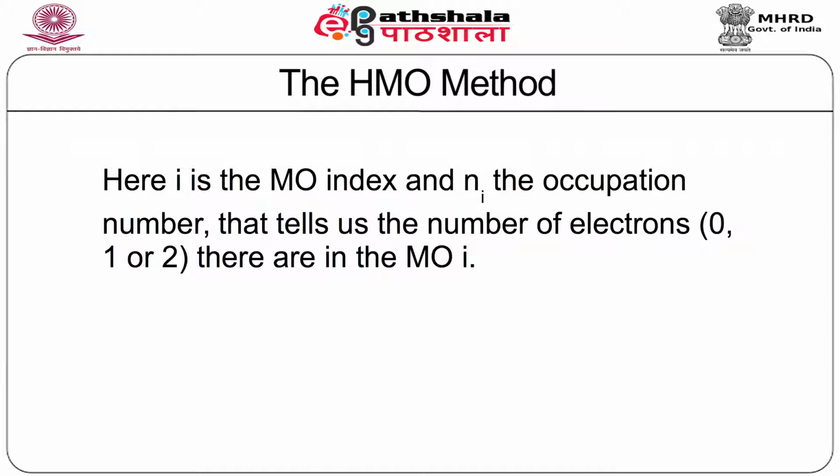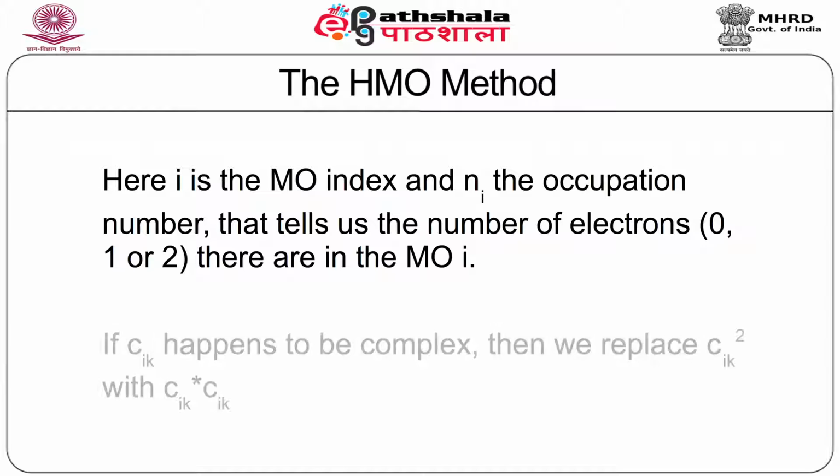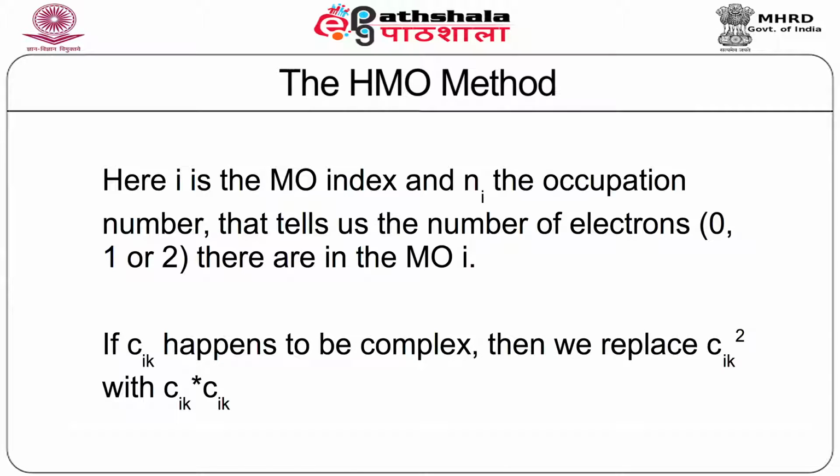This occupation number tells us the number of electrons, whether it is 0, 1 or 2, that are in the molecular orbital i. If Cik happens to be complex, then we replace Cik square with Cik star Cik, where Cik star is the complex conjugate of Cik.